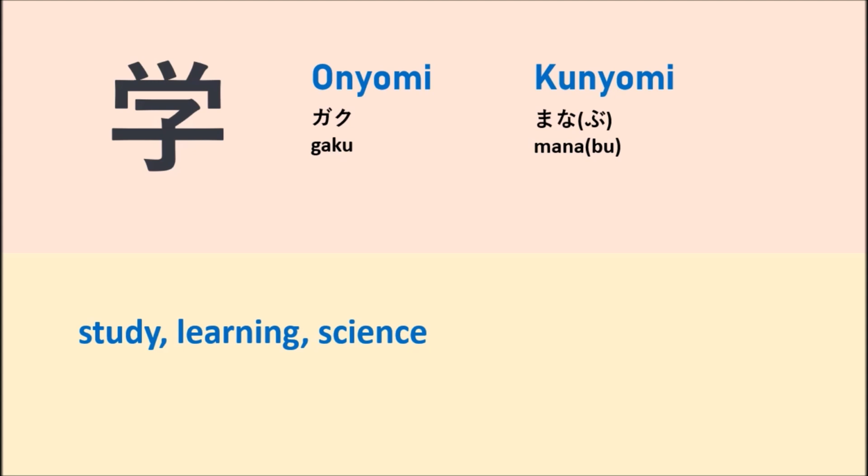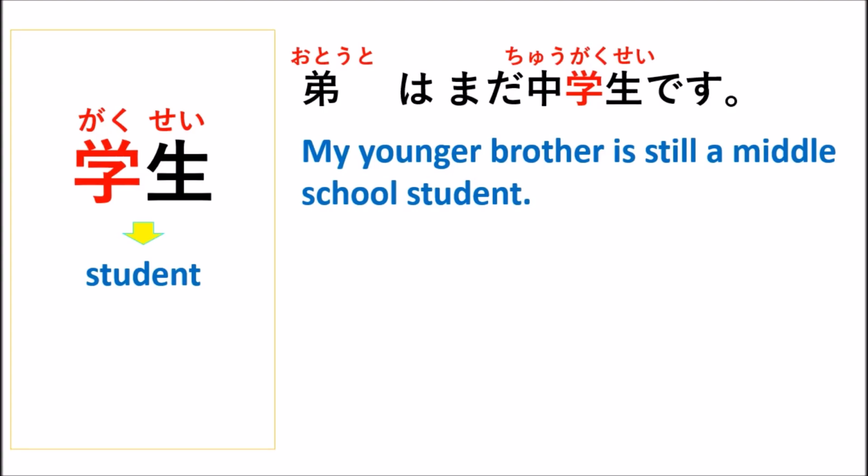The kanji of manabu or gaku means learning or study or science. So every time we talk about learning, for example, the school or science or the scientist, we will use this kanji to represent the meaning of studying, learning, or science or scientists. Gakusei means student.